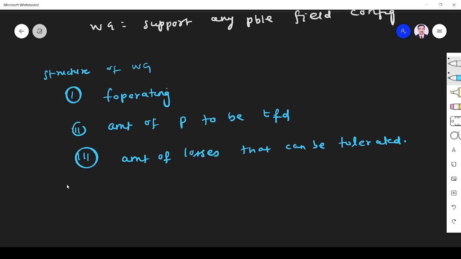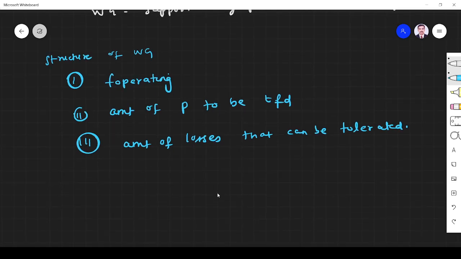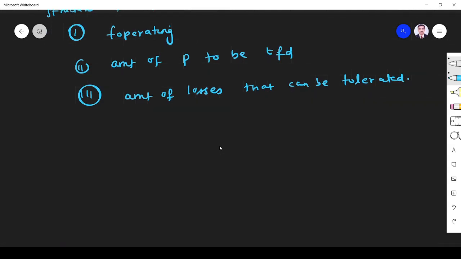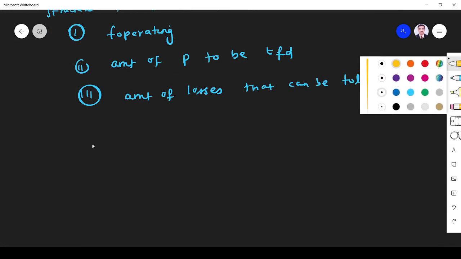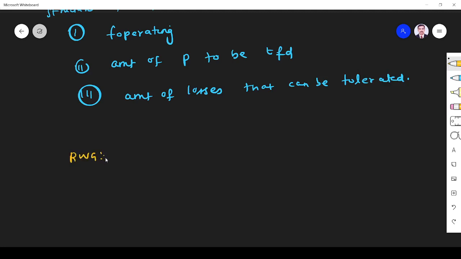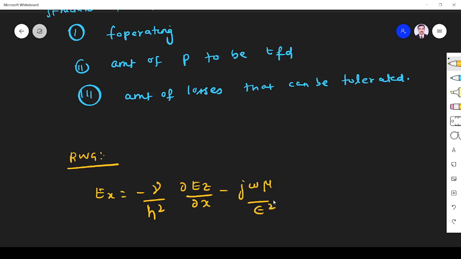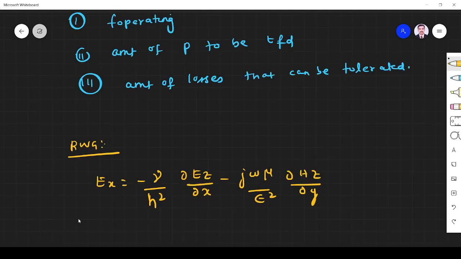Next, what are the important things we have to know? The main concept that is asked in any TRB exam is the rectangular waveguide, RWG. For a rectangular waveguide, the electric field along x direction is given by minus gamma by h square, where gamma is the propagation constant, dou Ez by dou x, minus j omega mu by h square, dou Hz by dou y.